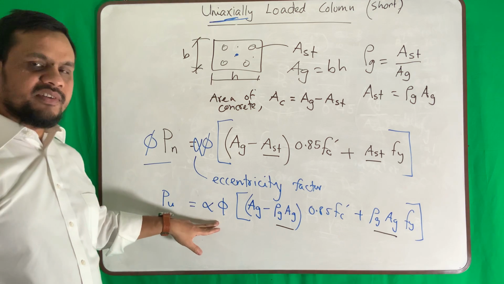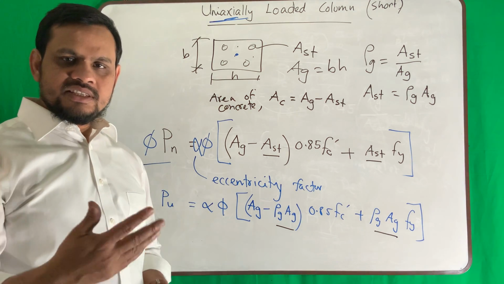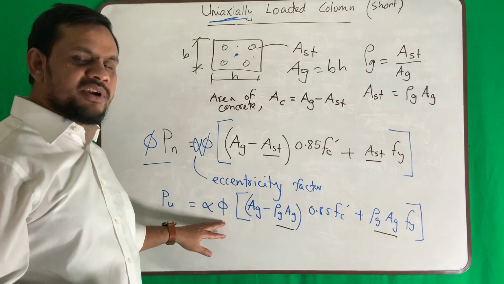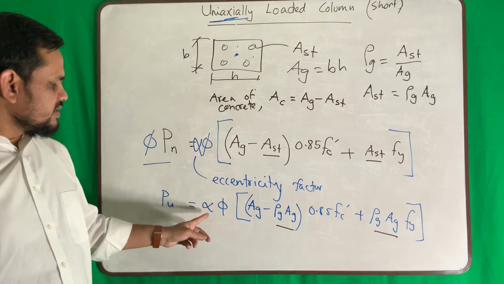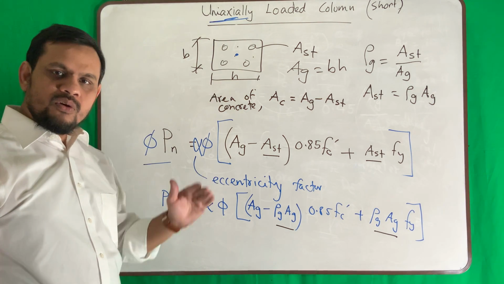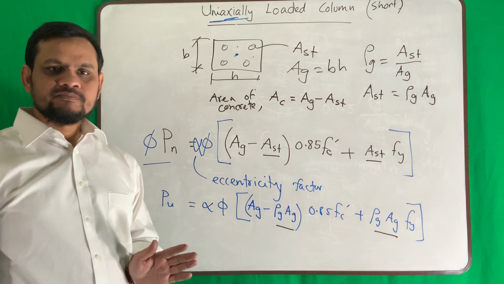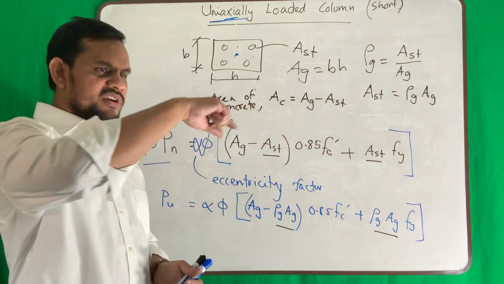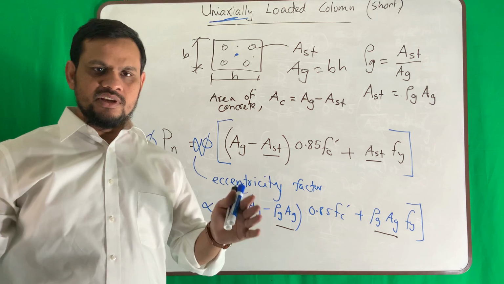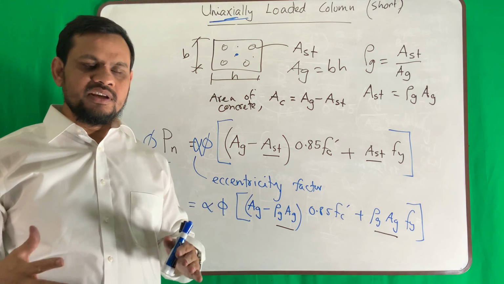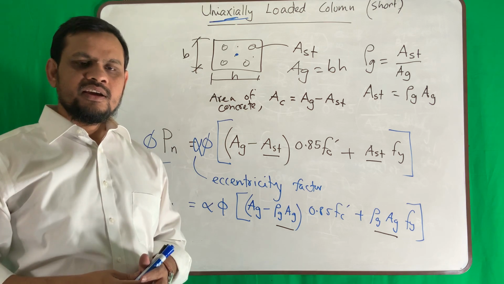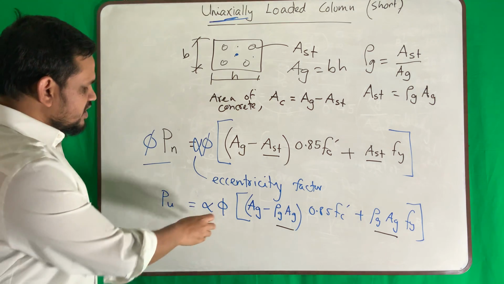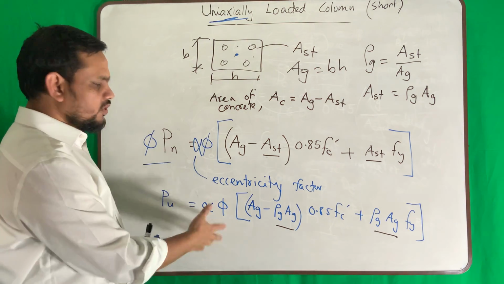Oh, what are the values of this factor? You know that factors always change. When a new specification comes, they revise the value. So we should not memorize this value, but know it briefly. This value is high for spiral, low for tie. Why? Because spiral column is tougher. Its toughness is higher because it is continuously reinforced. If you want to fail it, it takes huge load. It absorbs so much load before failure. Tie column is tied here, here, here. So it is not so tough compared to spiral. So this value is higher for spiral, lower for tie.